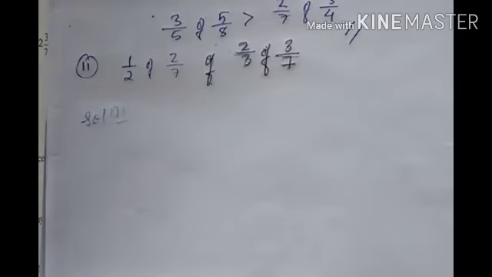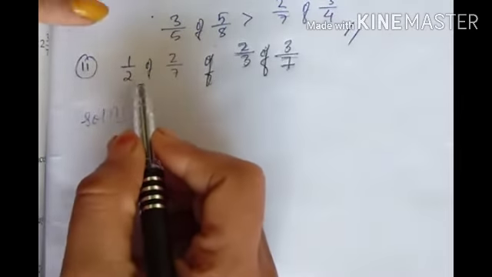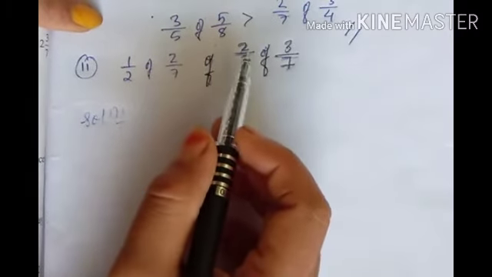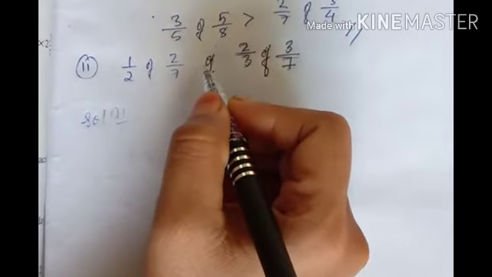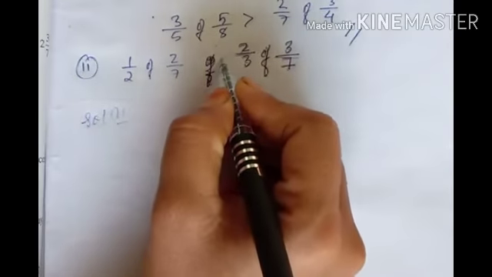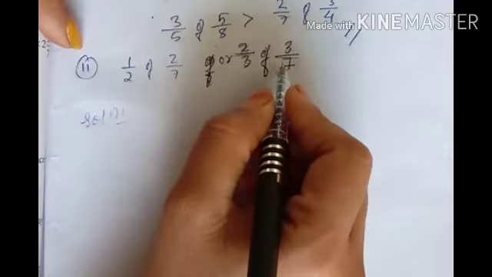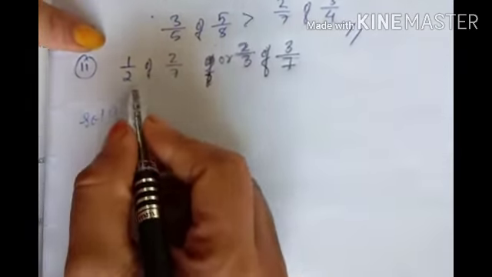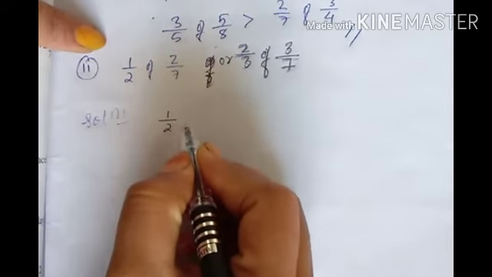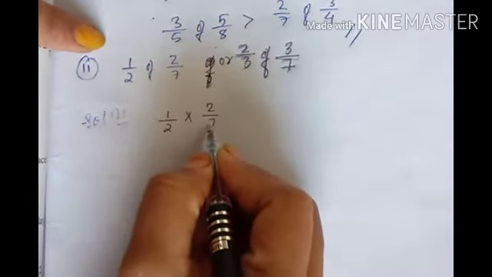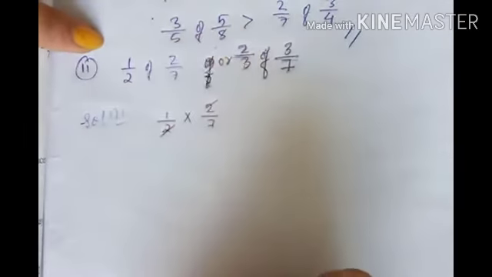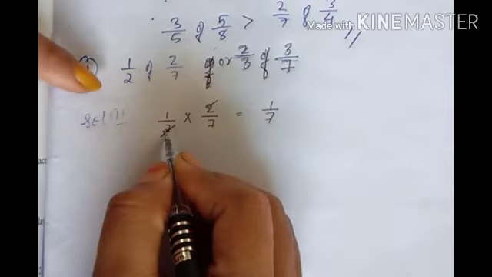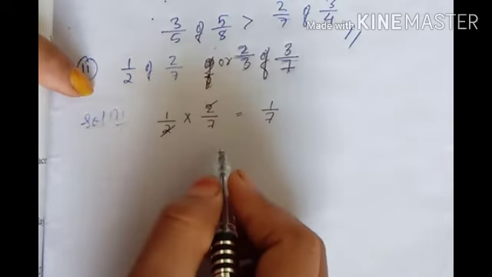Question number 2. 1 upon 2 of 2 upon 7, or 2 upon 3 of 3 upon 7. You have to see which is greater, isn't it? Now first I will solve this one. 1 upon 2 of means multiply, 2 upon 7. Now if you cancel, what is remaining? 1 upon 7, because 2 and 2 get cancelled.